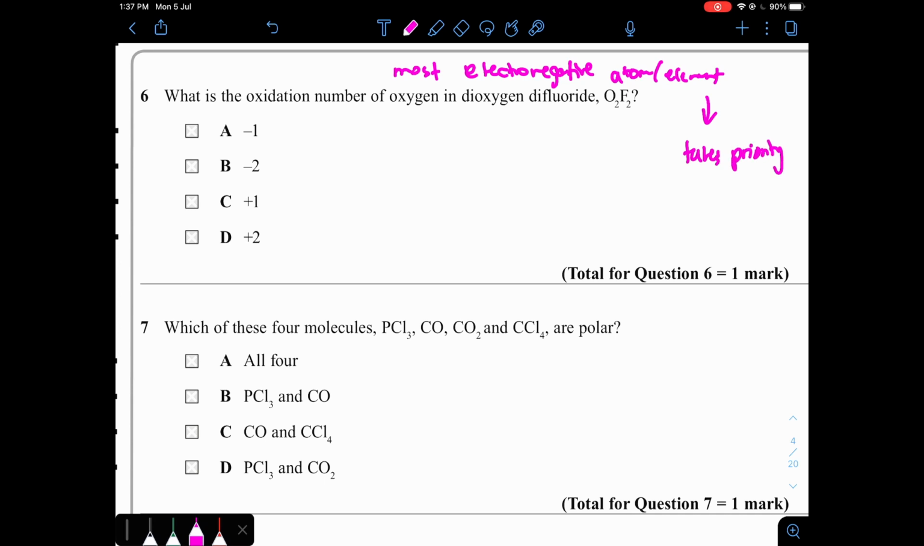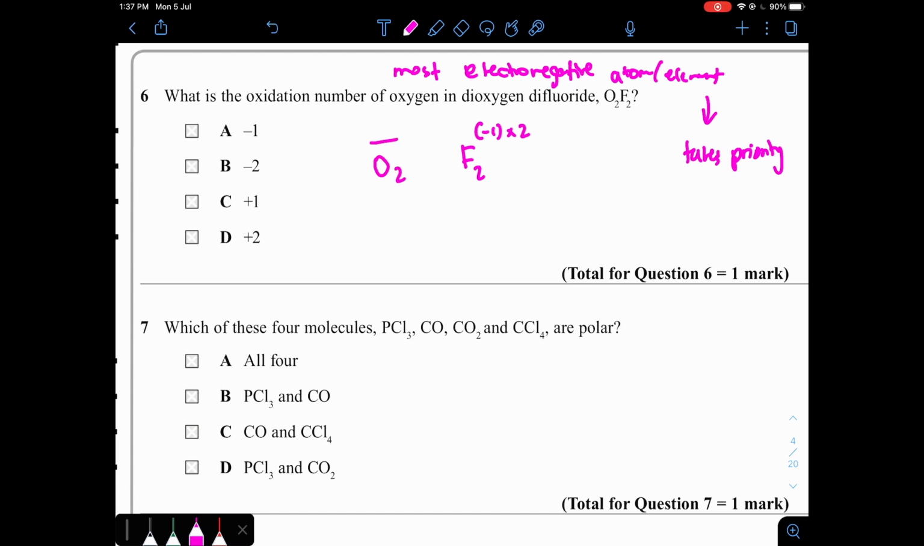So that means that the most electronegative element takes priority, so that would be O2F2. So we're going to take F2 as our -1 charge times 2, right? So we're left with O2.